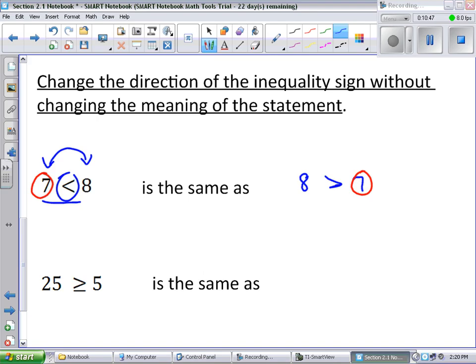Okay. 25 is greater than or equal to 5 is the same as. I'm going to reverse the numbers, put the 5 on the left and the 25 on the right. If I reverse the numbers, I will need to reverse the inequality symbol. Less than or equal to. I do need an equal to there. Notice that it pointed toward the smaller number in the beginning, and it still points toward the smaller number at the end.